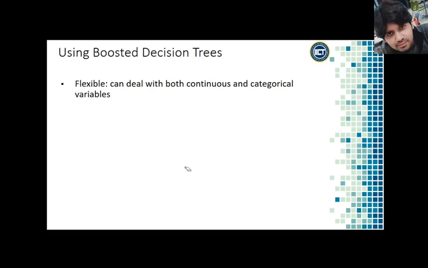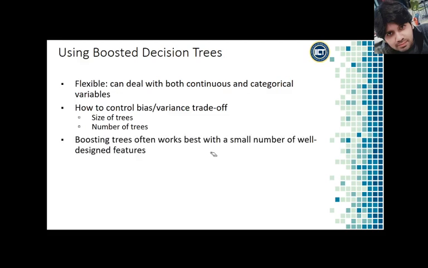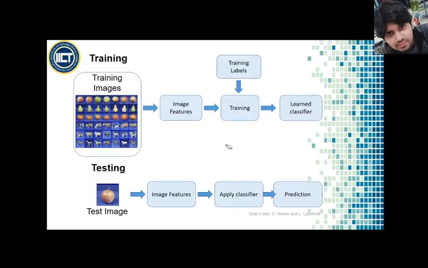Now using boosted decision trees can be flexible because it can deal with both continuous and categorical variables. It can control the bias variance trade-off with respect to the size of trees and number of trees. Boosting trees often work best with a small number of well-designed features, and boosting stubs can give a fast classifier.